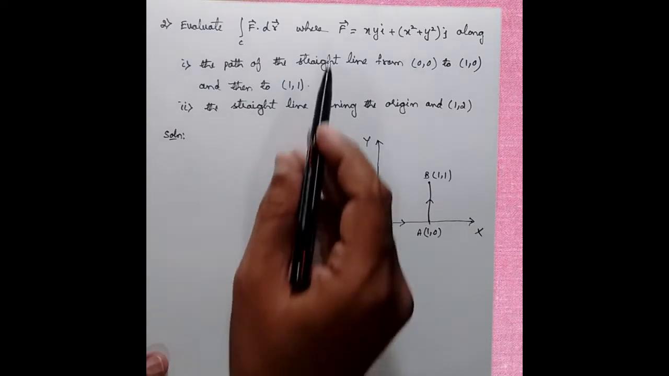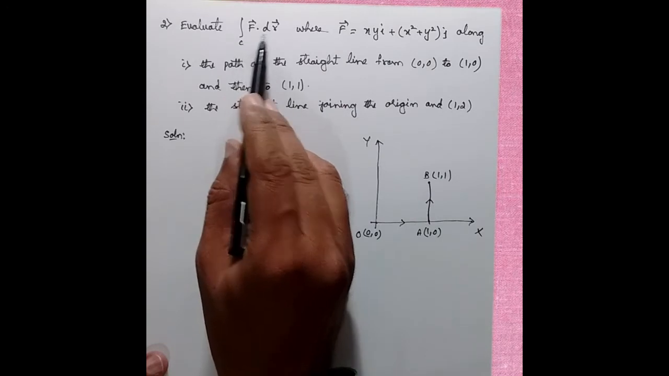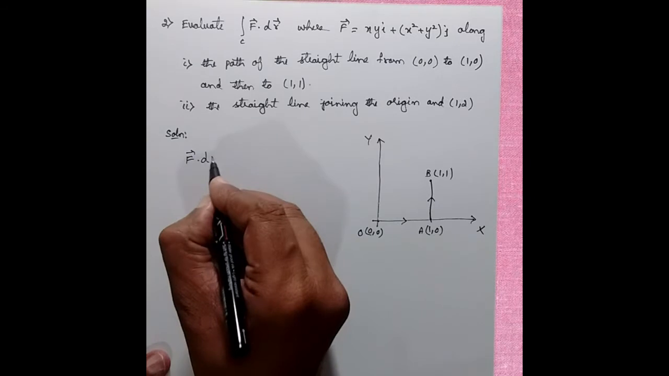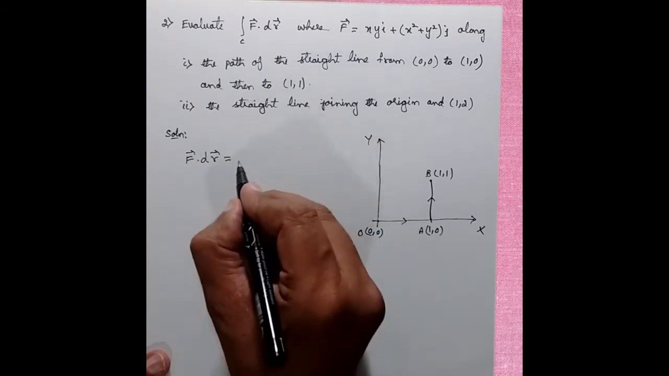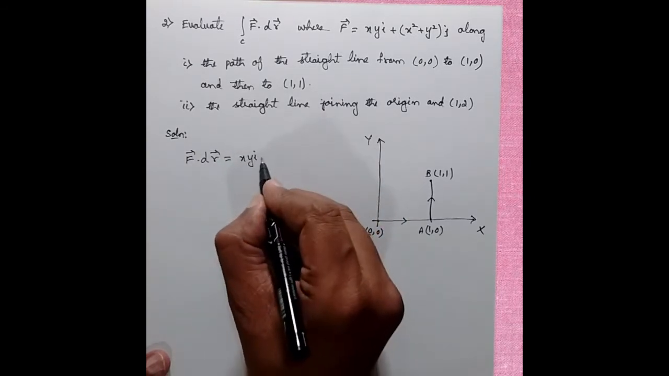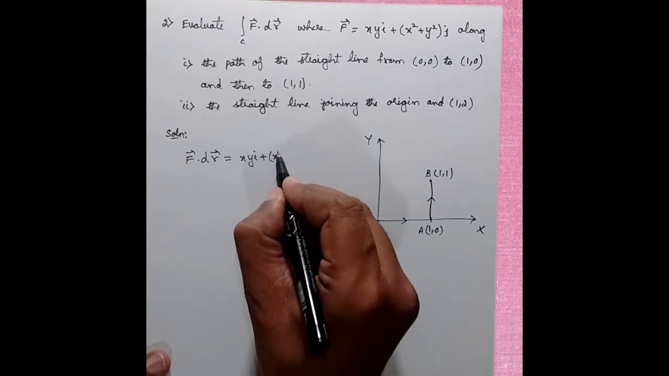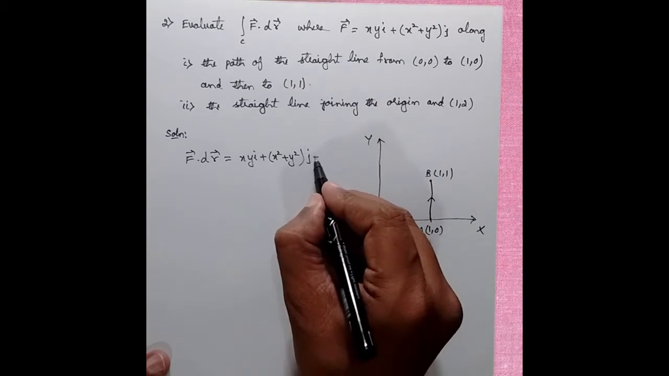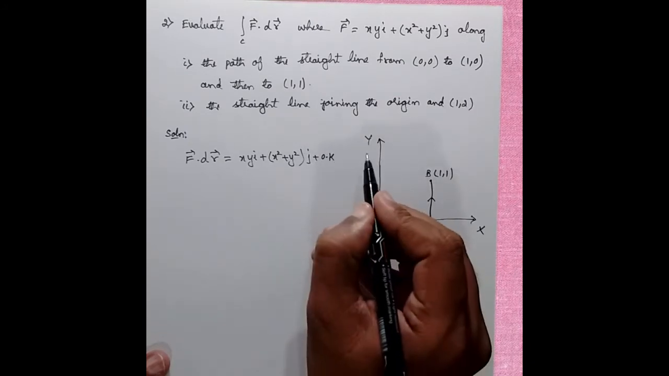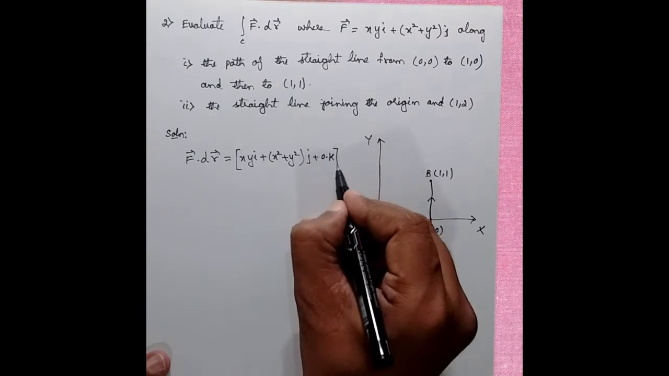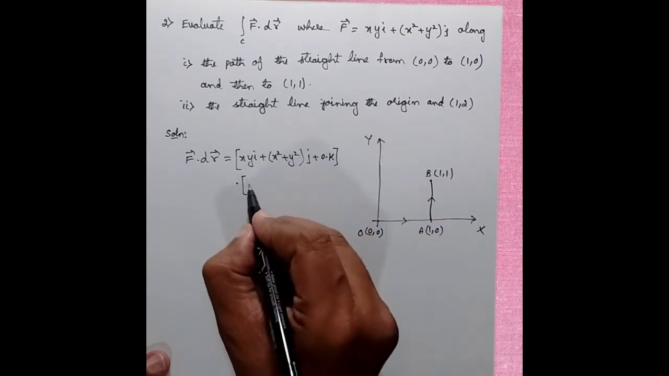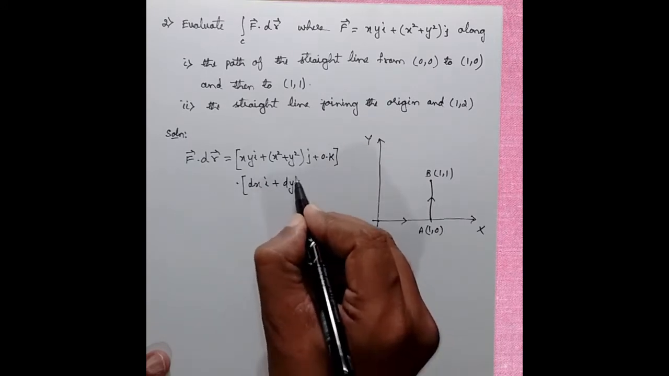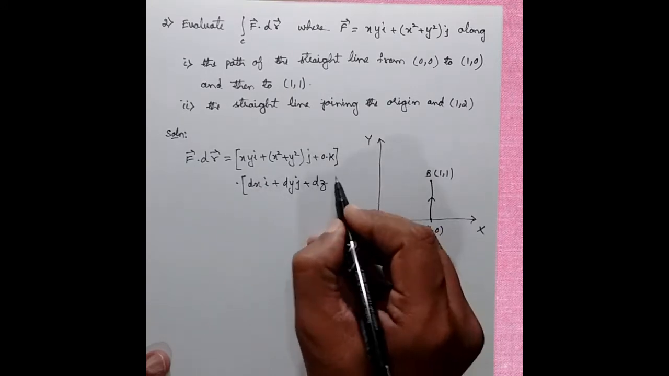So what is given to us? We need to first find out vector F dot dr. We know the value of dr also. So what is vector F dot dr? Vector F is given: it is xy i plus (x² plus y²) j. Our k value is not given; it is understood it should be 0. So it is vector F dot product with dr. What is dr? It is dx i plus dy j plus dz k.